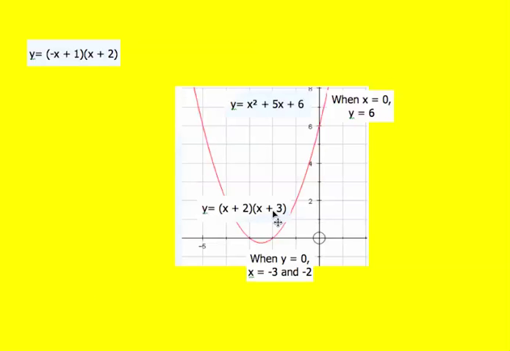Afterwards, I might be able to see that actually if I take this equation, it factorizes to make that one.